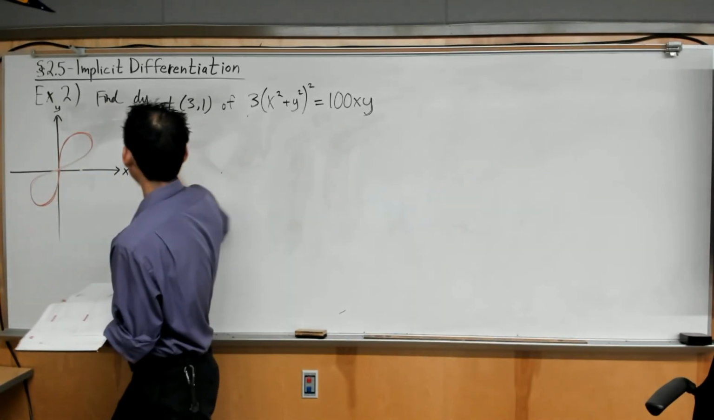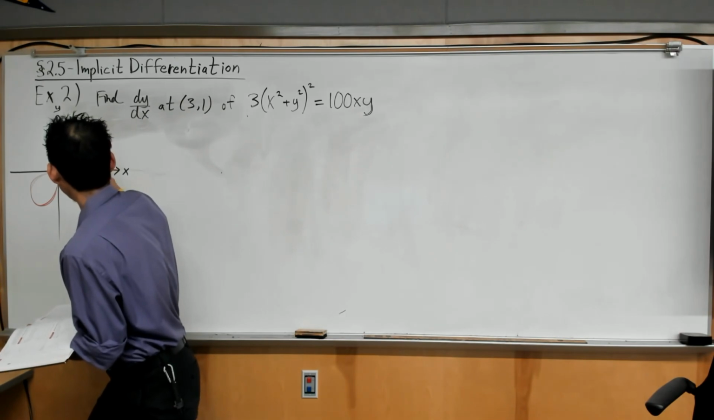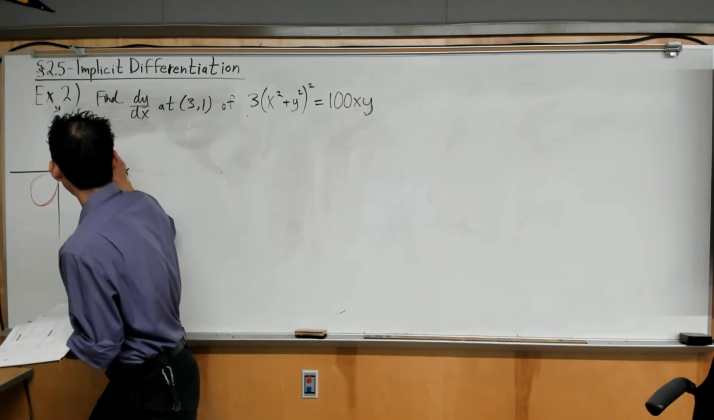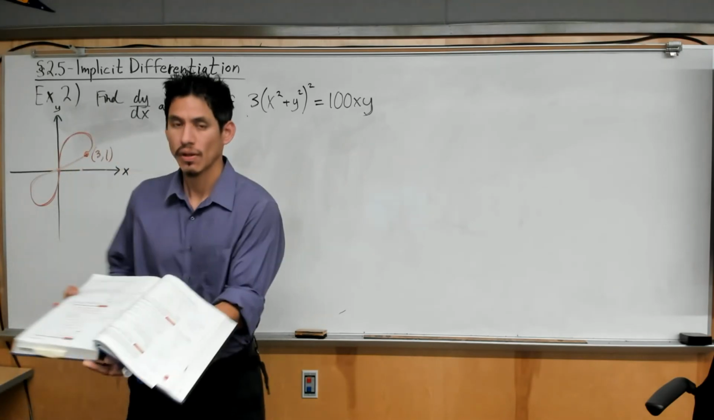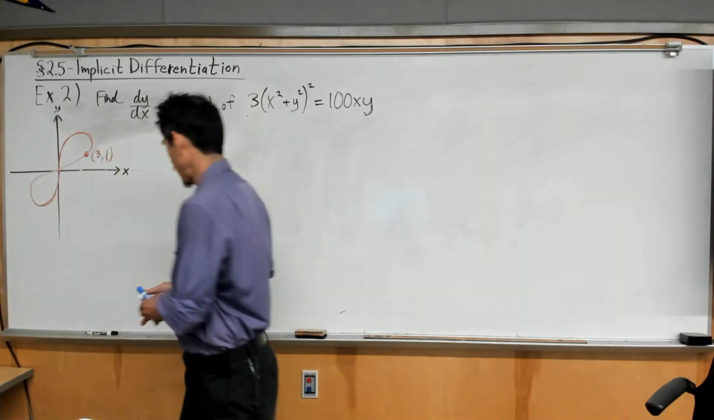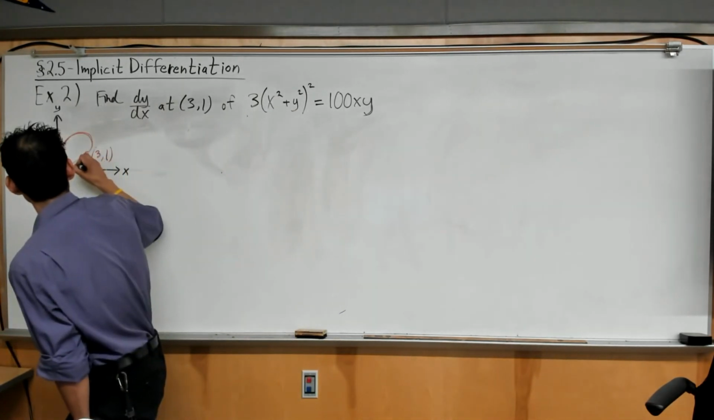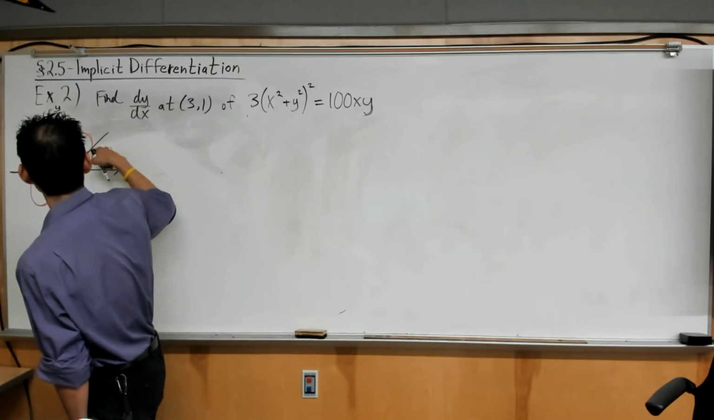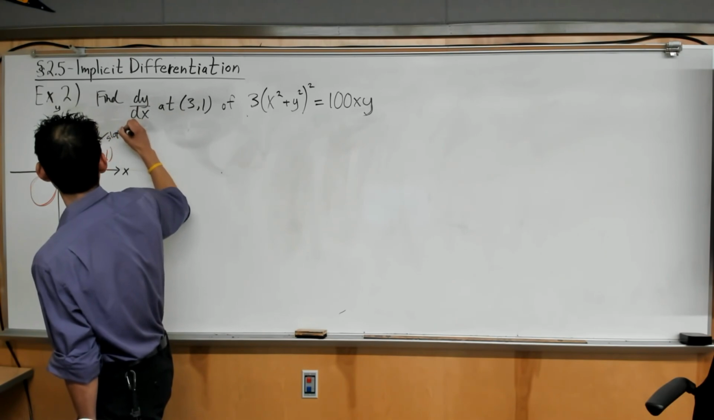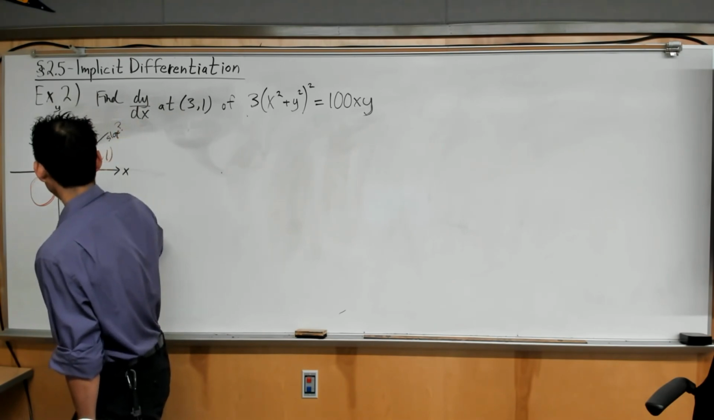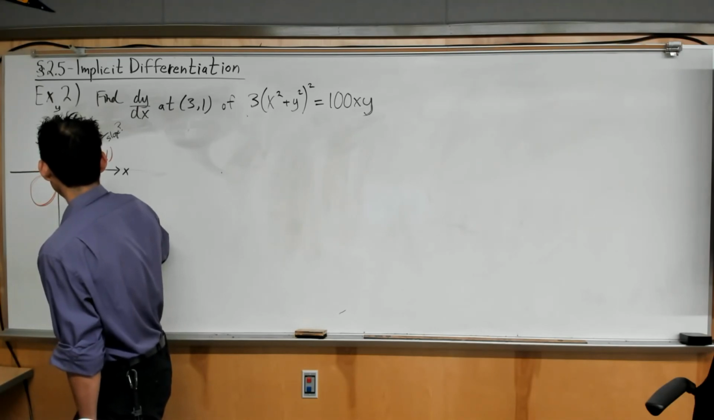But it's basically like this infinity diagonal looking thing. And we're saying at (3, 1), which is about right here, we're trying to find the slope of the tangent line of this right here. Slope? What's the slope here? And this is a lemniscate.